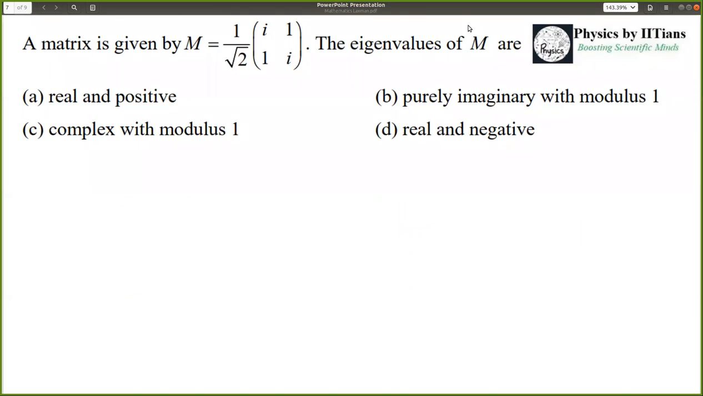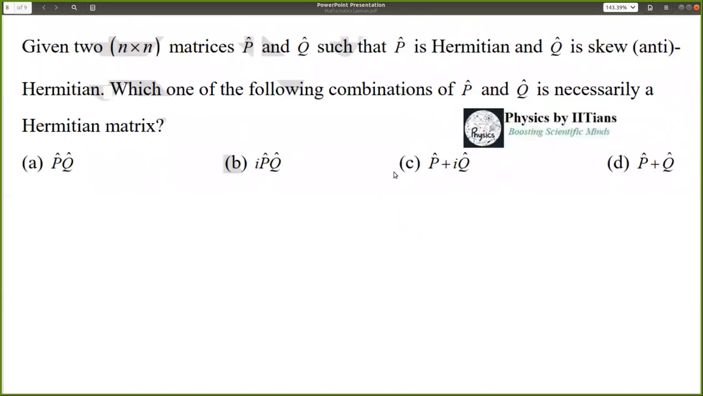Okay, let's move to the next question. Here we have been given two n by n matrices P and Q. Here P is a Hermitian matrix, but Q is a skew or anti-Hermitian matrix. You have been asked to find which combination is a Hermitian matrix. There are four combinations, and out of these four, which one is a Hermitian matrix?